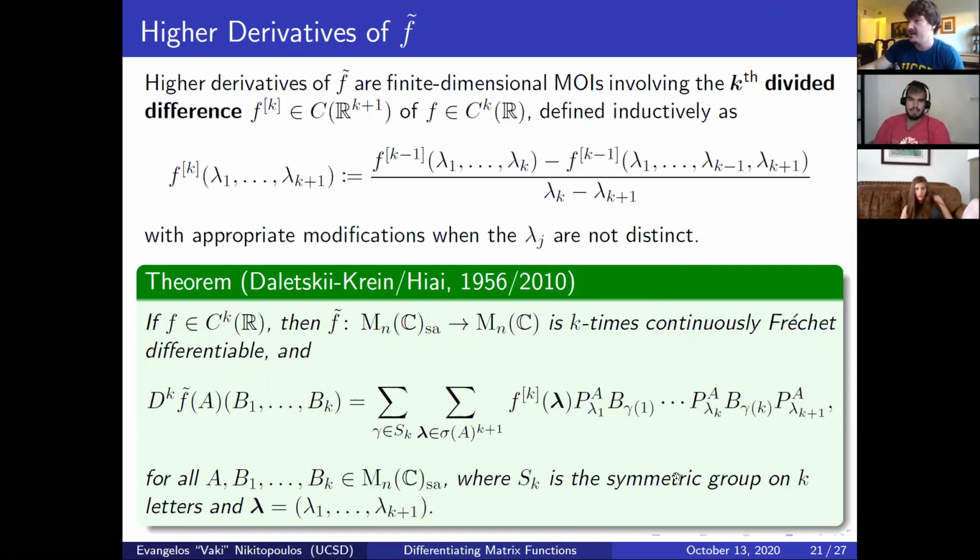so S_k is the symmetric group on k letters, of this multiple operator integral. You do the kth divided difference, and you sum over k plus 1 tuples of eigenvalues, where you plug in the tuple here, and then you do P_{lambda_1}(A) b_{gamma 1} ... P_{lambda_k}(A) b_{gamma k} P_{lambda_{k+1}}(A). So this is the formula for the kth derivative. And once again, the approach is similar. It's just the formulas are slightly more unwieldy, so it's annoying to actually write down.